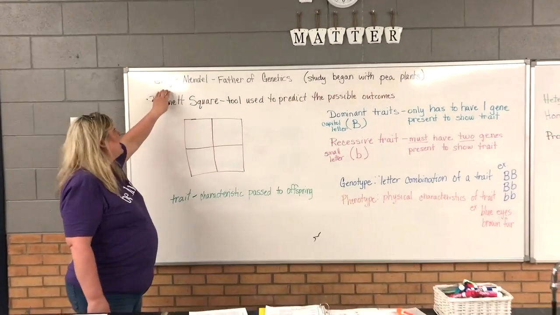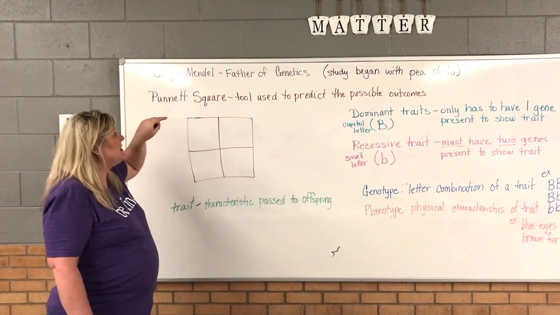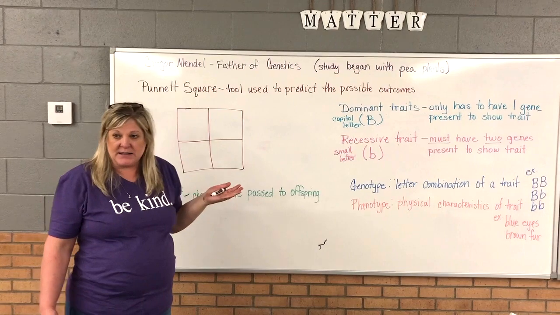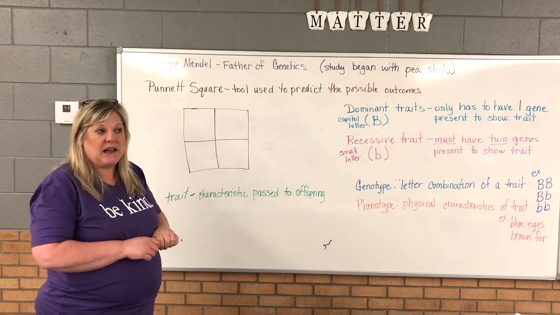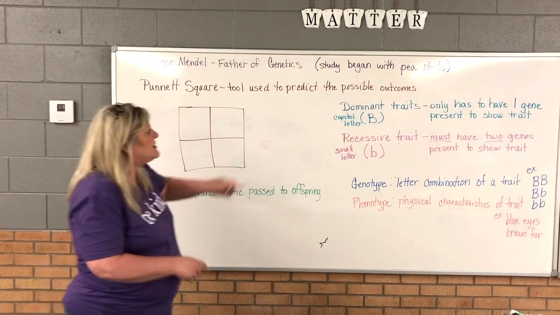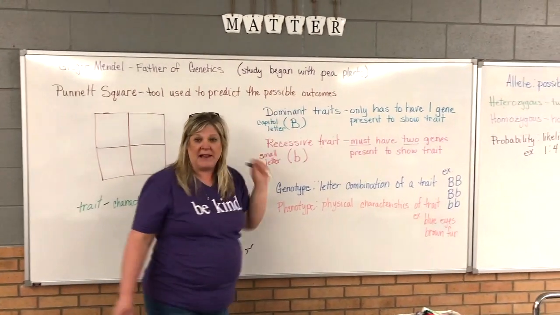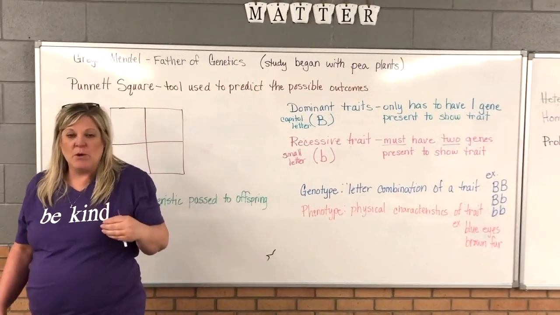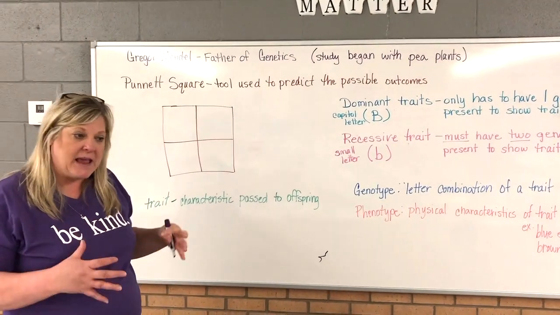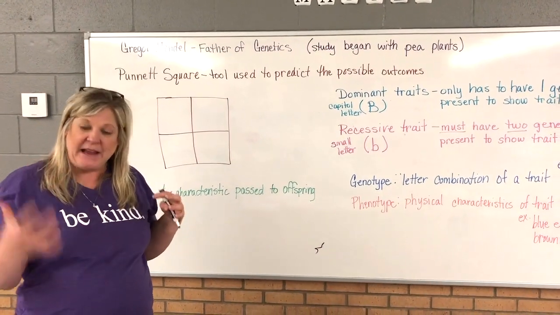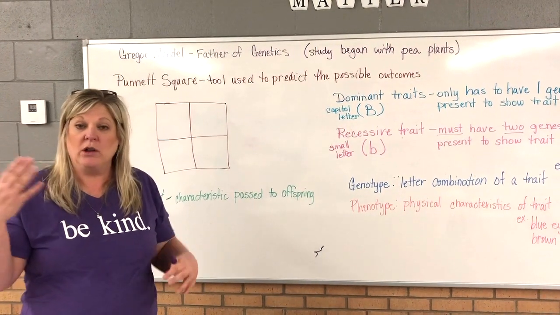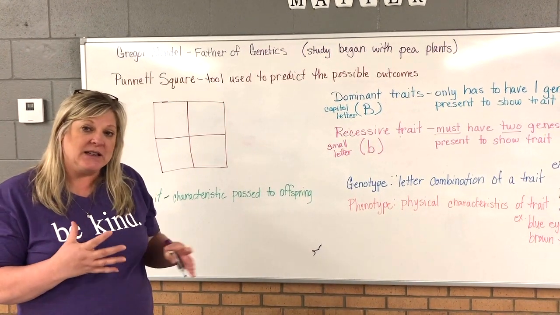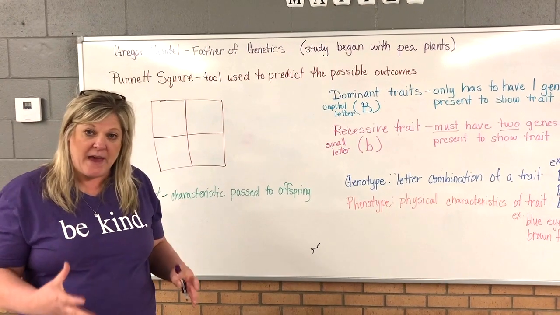We're going to be talking about Gregor Mendel. Gregor Mendel is actually the father of genetics. He was a monk. He stayed by himself and he worked in the garden. That's why it says that his study began with pea plants. He wanted to find out if he could make his plants have exactly what he wanted, whether they were tall or short.